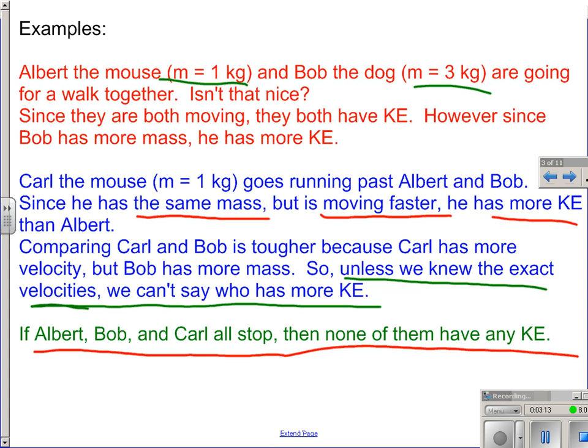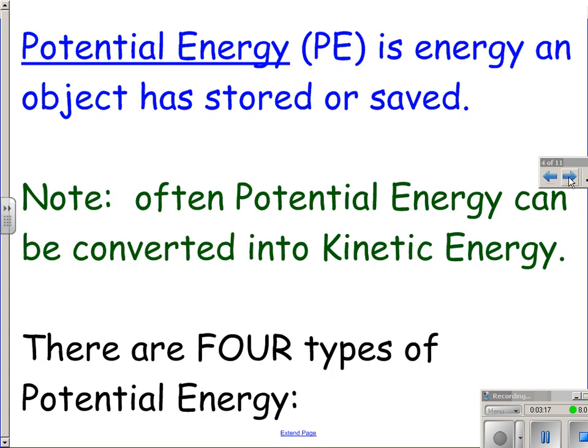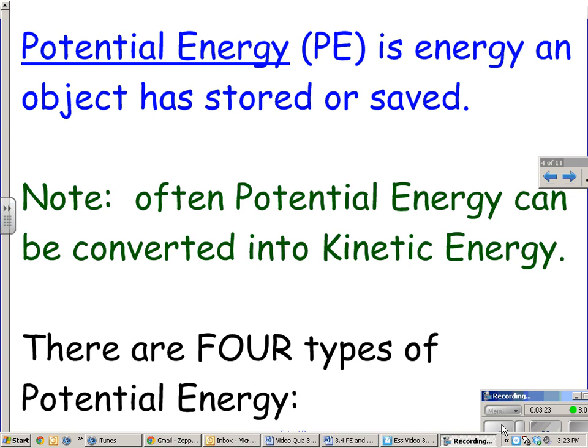So there you go. Now, second type of energy that you need to know about is what's called potential energy. Potential energy is energy that an object has stored or saved. And an easy way to identify whether or not an object has potential energy is to kind of ask yourself, is it possible for this energy to be converted into kinetic energy? All right, and that'll be easier as we do the 4 types here.